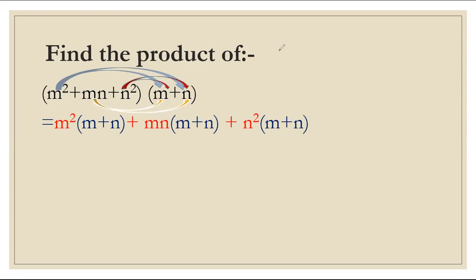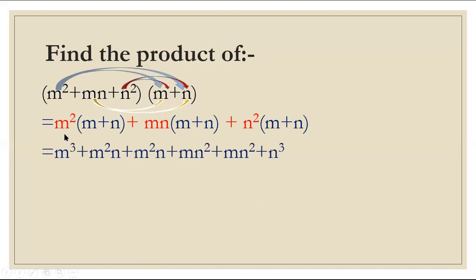Now, students, next step is we just have to multiply m square with this whole bracket, then mn with this whole bracket, and then n square with this bracket. That's it. This is the next step. So between m square and m, when bases are same, power will be added. So here I get m square plus m square and m power 1. That means 2 plus 1 is 3. m square n, plus m square n.